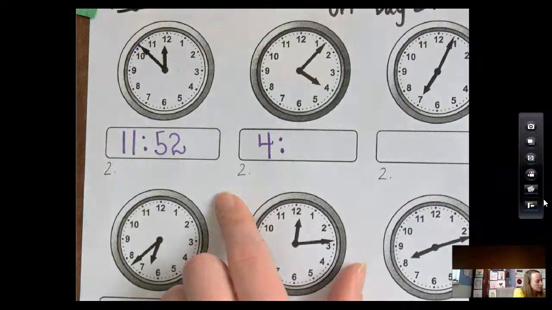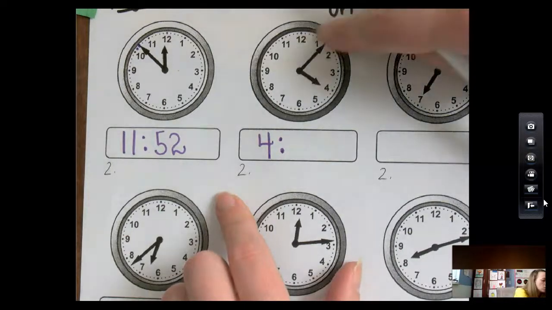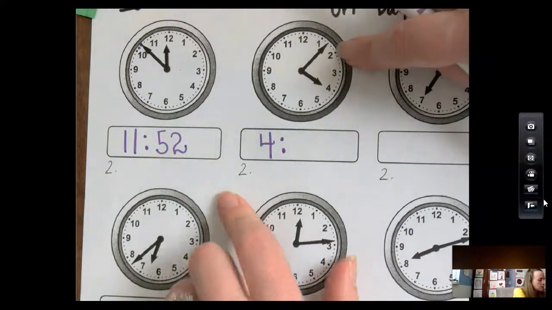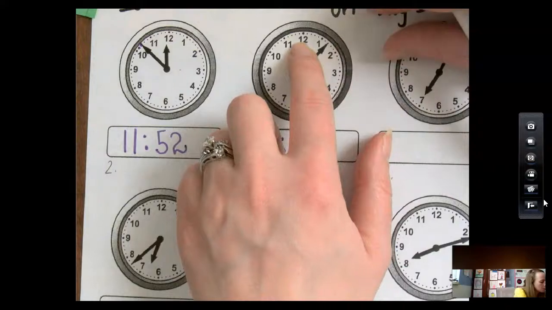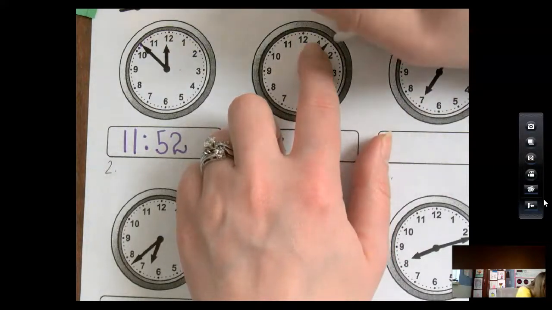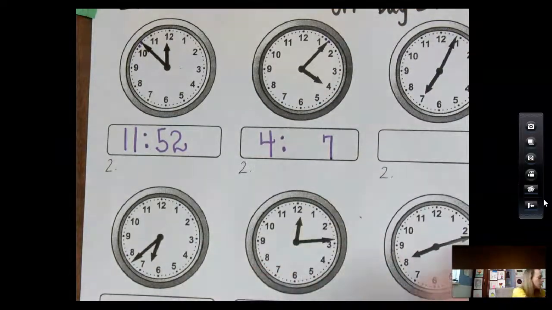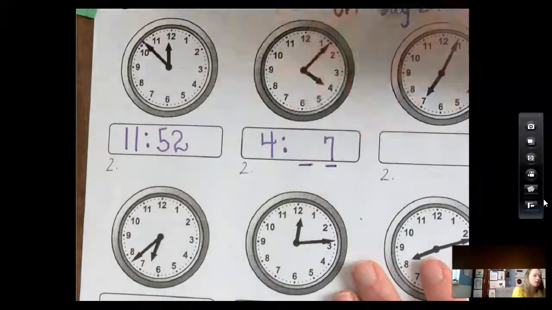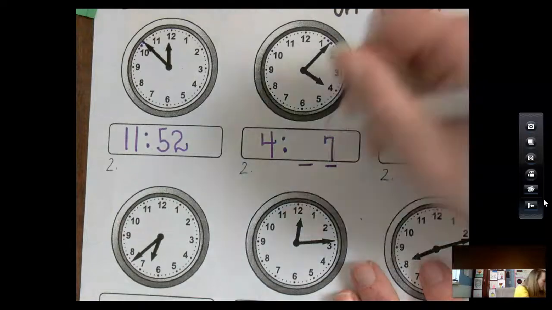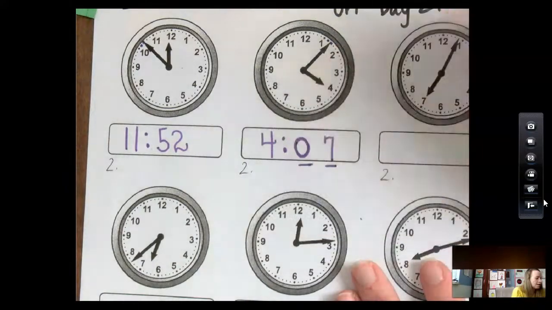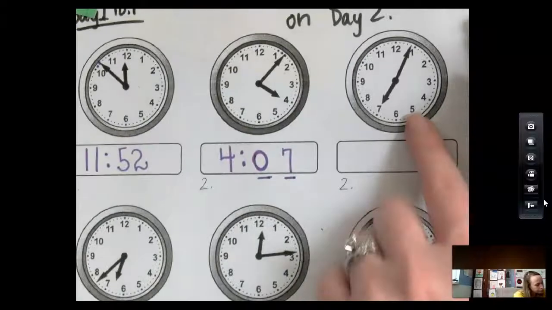What are my minutes? Well, I have to count by 5s. Now, can I go to 10? No, I'm not there yet. So I start at the 12 and I count by 5s. 5, and then we count our minutes. 6, 7. So if I write 4-7, is that correct? No, we have to remember, we have to have 2 spaces in that minutes hand. So we have to write 4:07. All right, kiddos. Next one.